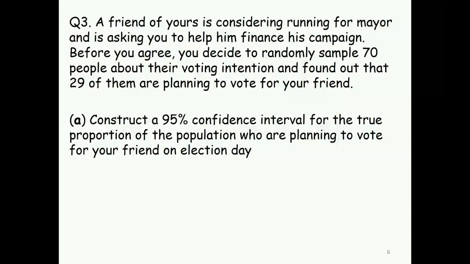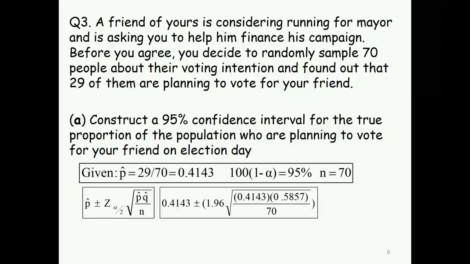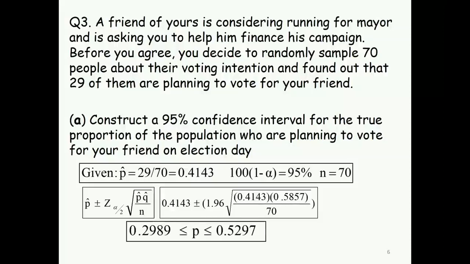Okay, now P hat, this is the sample proportion. People voting for your friend, 0.41. The rest would be Q hat, which is 0.58. 95% and 70. This is the formula that we use. 0.4143 plus or minus critical value times square root of P hat, Q hat over n. P hat is 41. Those who vote, those who don't vote for your friend. Then finally, you found between 30% and 53%.